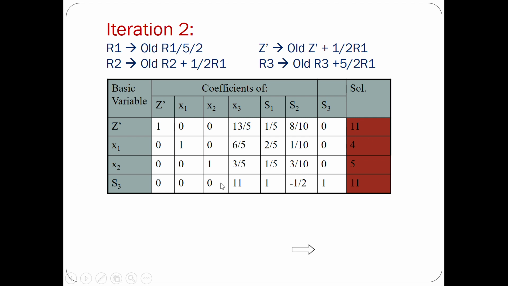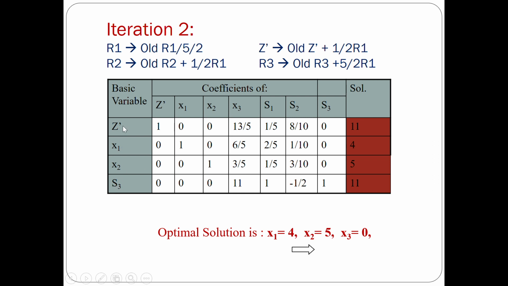So the optimum solution is x1 is equal to 4, x2 is equal to 5, and there is no x3 in this basic variable table. That means that will be equal to 0. If there is no non-basic variable entering into the basic variable place, that will be equal to 0.